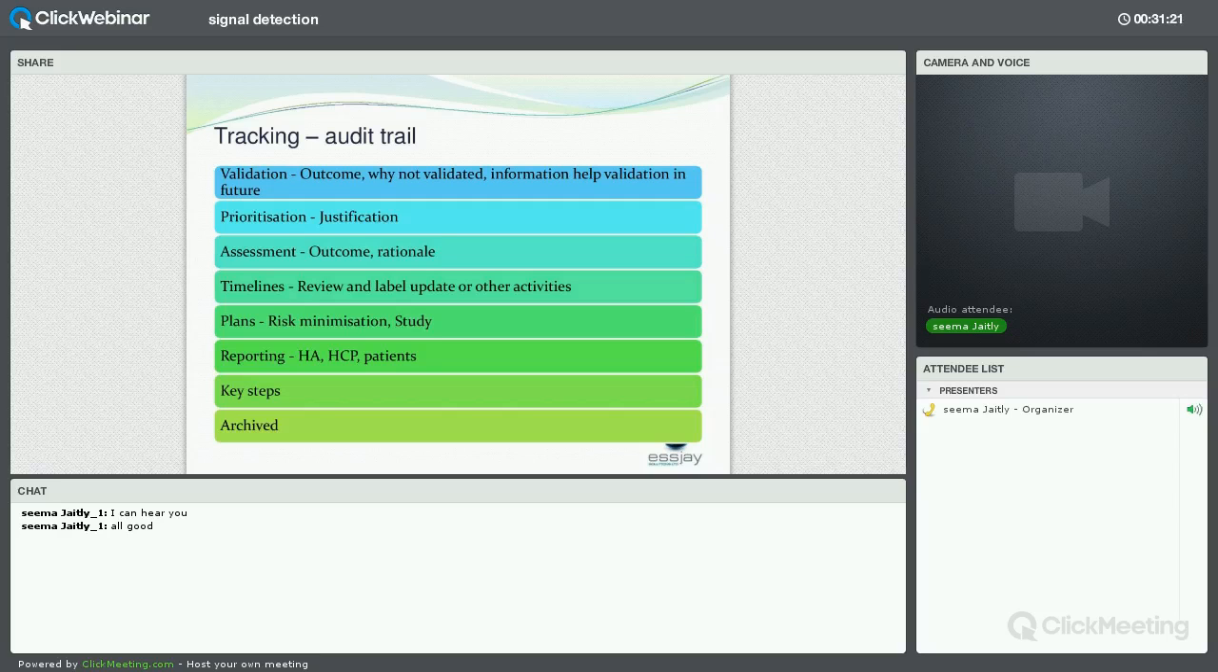So all of those key steps need to be tracked appropriately with justification for why those decisions were made, and it needs to be archived. You need to have this audit trail available in an inspection setting.